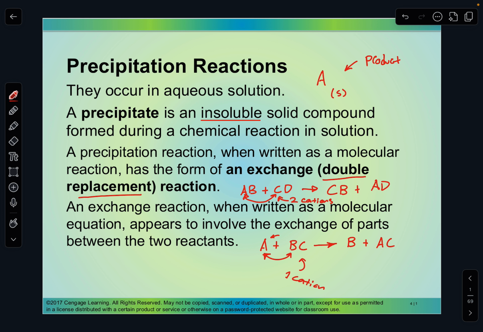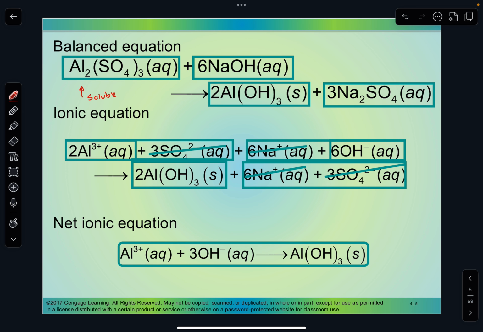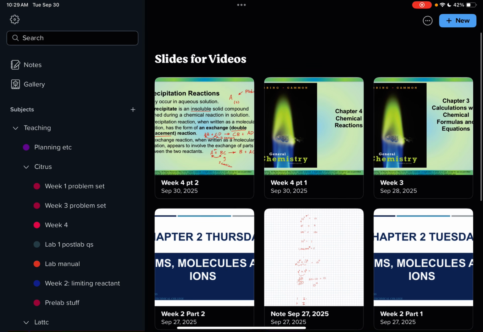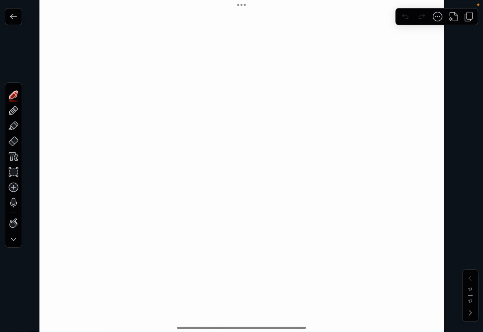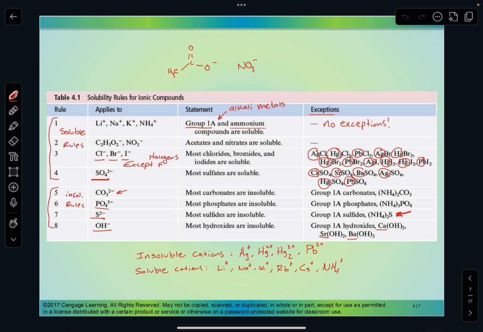Let's see, is that... Nope, the chart isn't here. We'd have to go back to the other one, so I'm going to cue that up real quick so that we have it. The rules. All right, and so the rules say that sulfate is going to be soluble, and we have this as well.